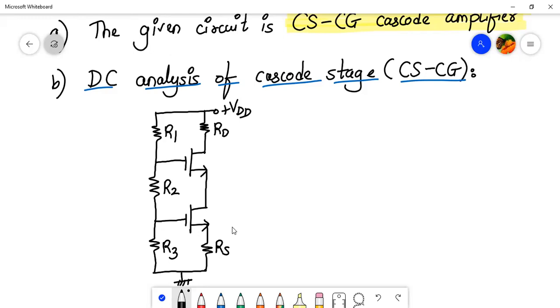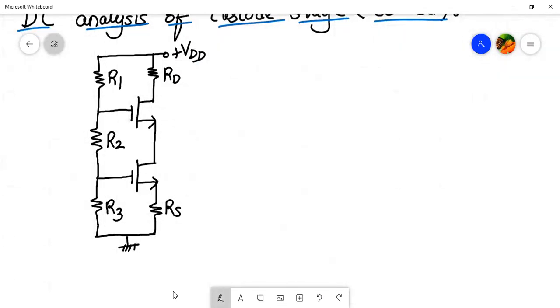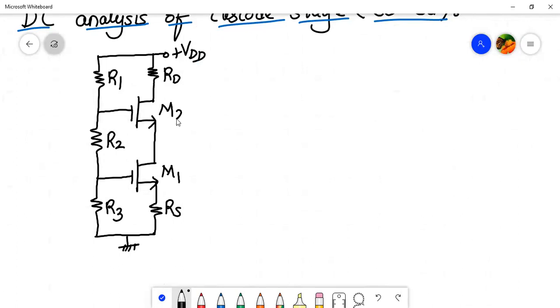Okay, let me maximize a little and scan it a little up so that we can write down the values of current and voltages over here. So let me first write down the terminal names. This is gate 1, drain 1, source 1, gate 2, drain 2, source 2. As you can easily see, source 2 and drain 1 are tied together, and the various currents in the circuit.